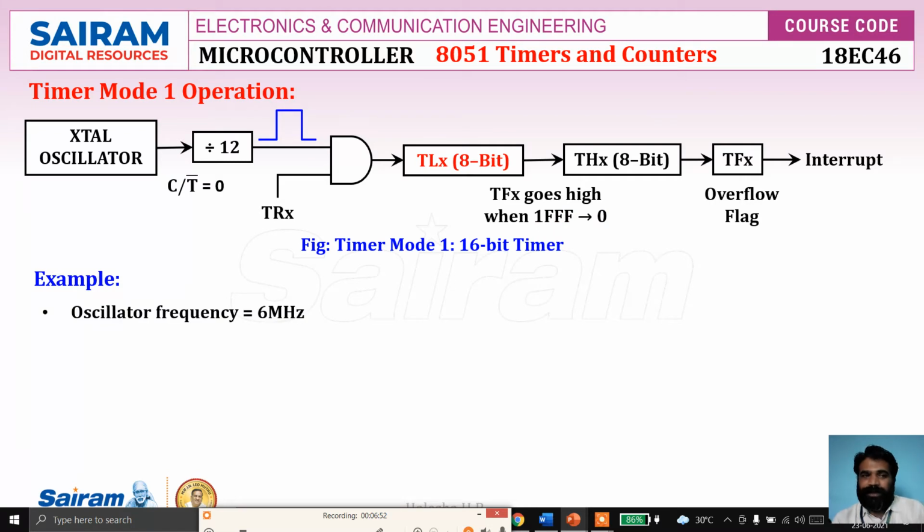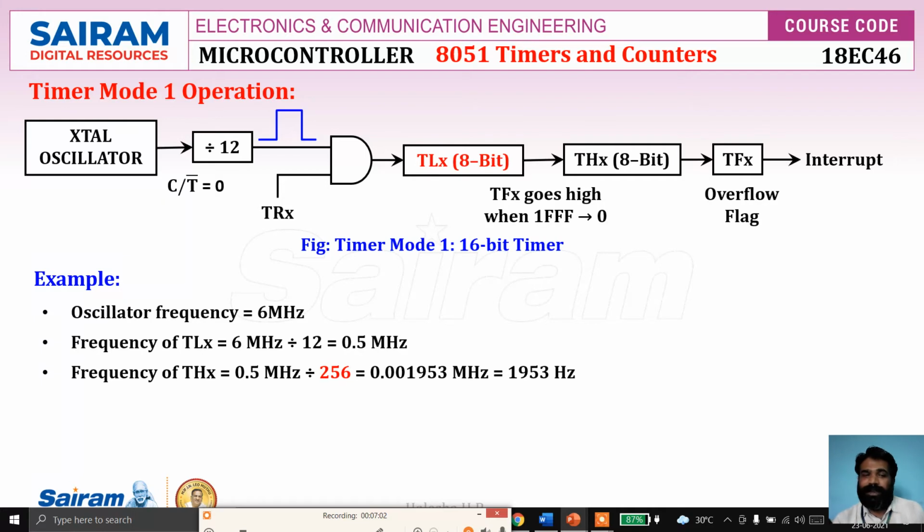For example, again, if the oscillator frequency is 6 megahertz, the frequency for TLX is that divided by 12, and the frequency for THX is this 0.5 megahertz divided by 256. So it is 1953 hertz. Again, that is divided by 256, so 7.629.